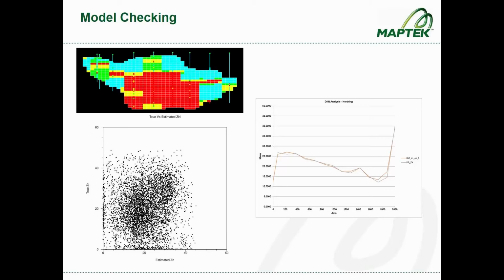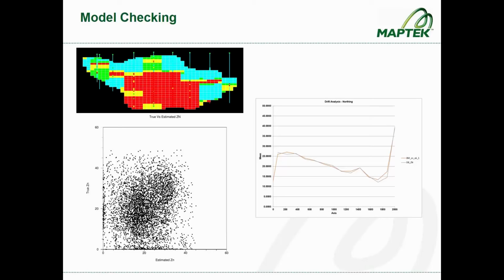Then the chart on the right shows a swath plot. So we're looking at the grades of our block model compared to our database as we move through space. And there again, that's going to help us kind of qualitatively do some dummy checks of our model, make sure we haven't over-smoothed to a level that we're not comfortable with. All these options together help us visually and numerically validate our block models.